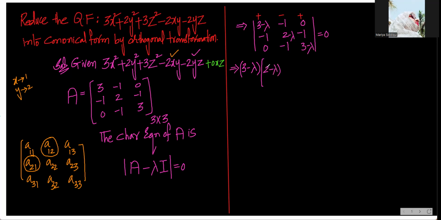2 minus lambda into 3 minus lambda is left over here. The second element takes a minus sign, minus into minus is plus. That column and row we neglect. Minus 1 into 3 minus lambda, plus 0 into anything is 0. Whatever you are doing from the last row becomes 0, no need to do it here.